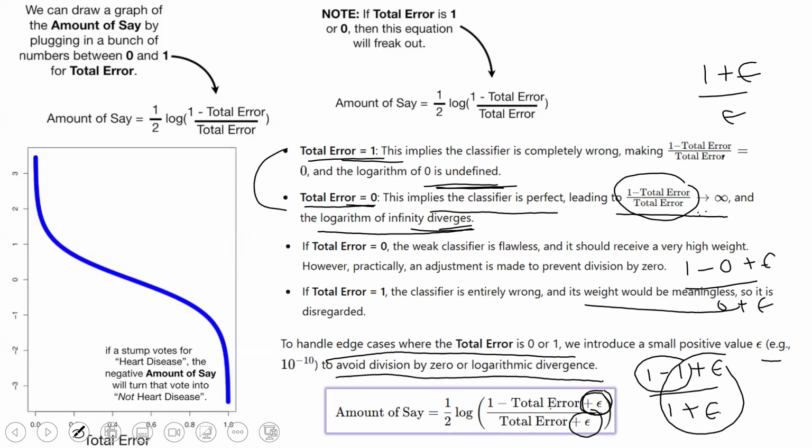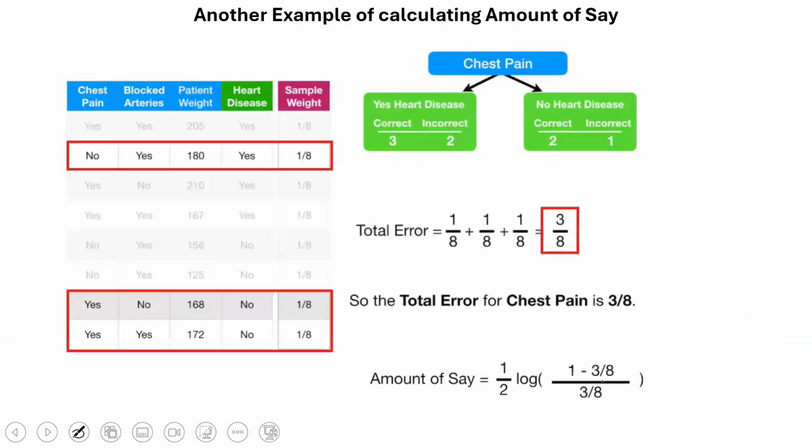So now the final formula for amount of say is 1 by 2 into logarithm of (1 minus total error plus sigma) by (total error plus sigma). Total error is nothing but the summation of all the weights of the records which are wrongly classified or predicted wrongly. So we also understand the graph between amount of say and the total error. When the amount of say is negative, you need to understand the output of that particular stump the other way. If it says heart disease, you need to understand that as not having heart disease. So that is all about amount of say, calculating the total error and all that stuff.